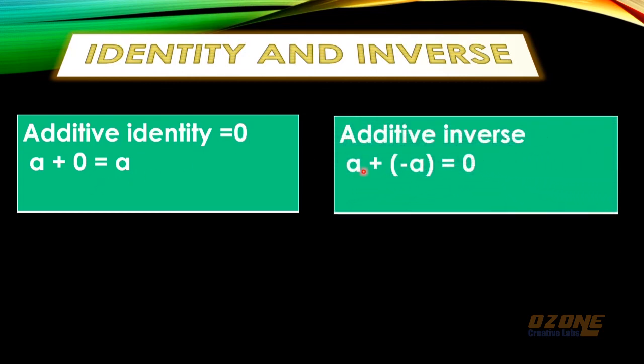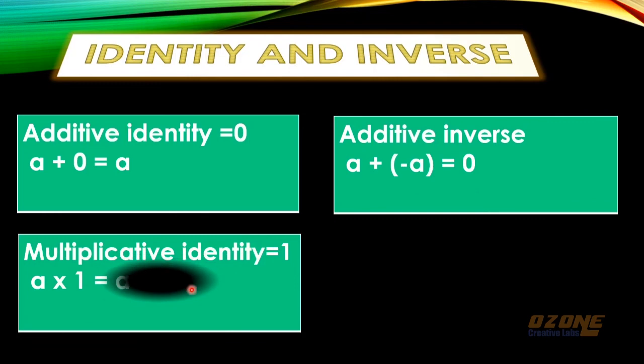Next is the additive inverse. The additive inverse is what we add to a number to get 0. So if we add minus a to a, we will get 0. So minus a is considered the additive inverse, the inverse of a, that is minus a.